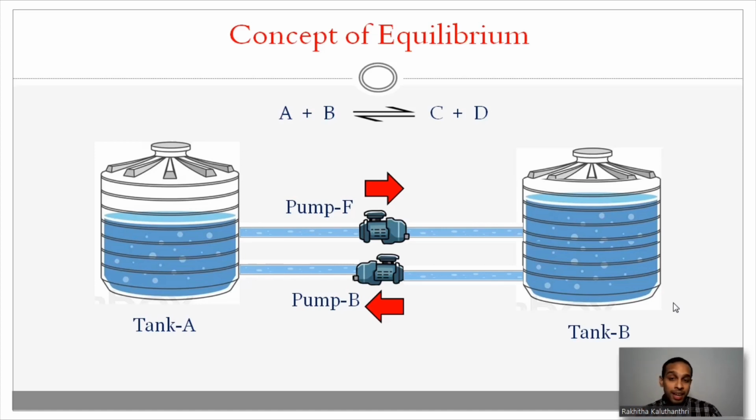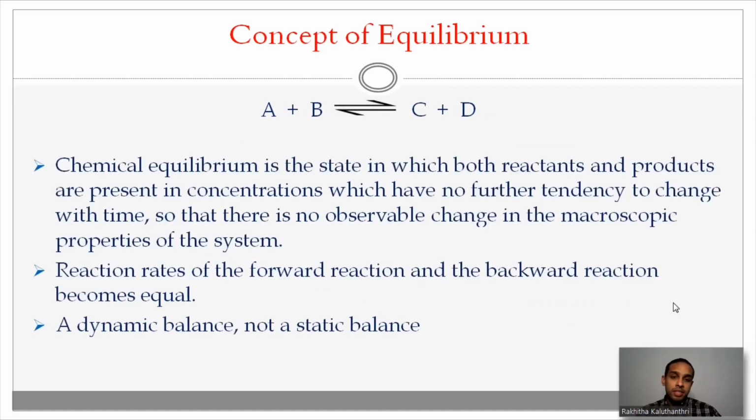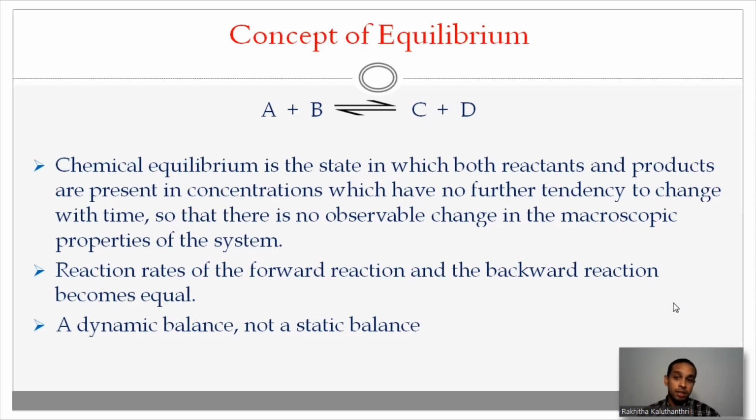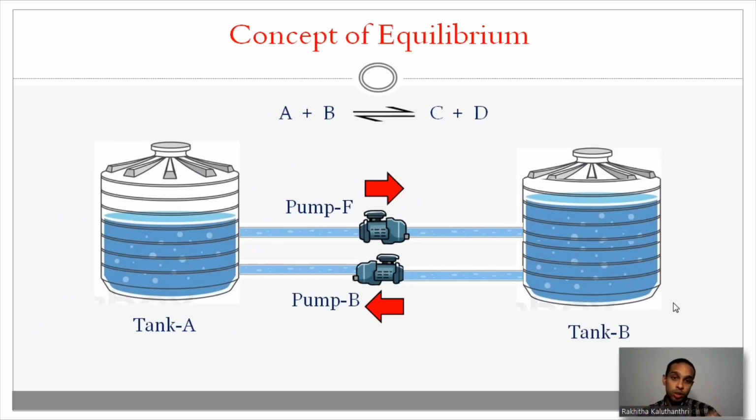So they say there should be no observable macroscopic properties changing, such as color, smell, or concentration, right? So even in this case, the water level is a macroscopic property which will not change. So it seems as if there's a static equilibrium, but in reality it is a dynamic equilibrium. Dynamic means there's something always in motion that you don't normally see.